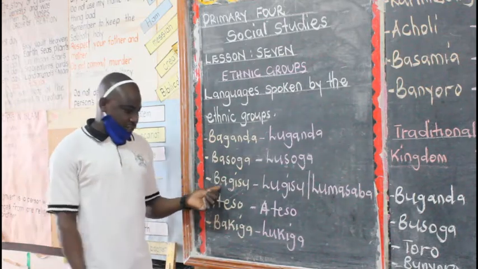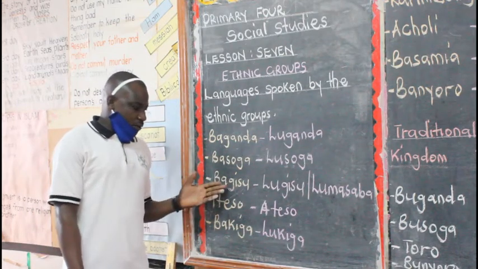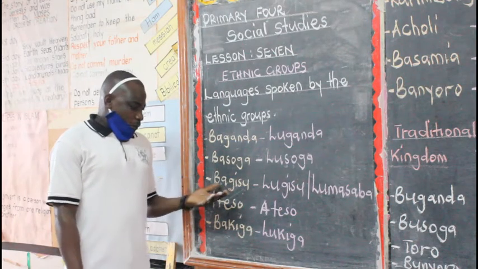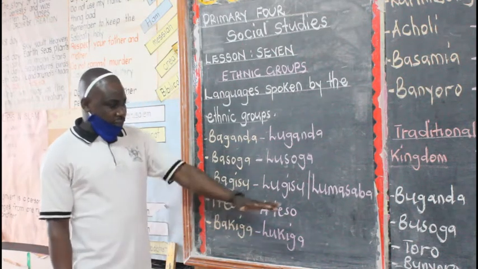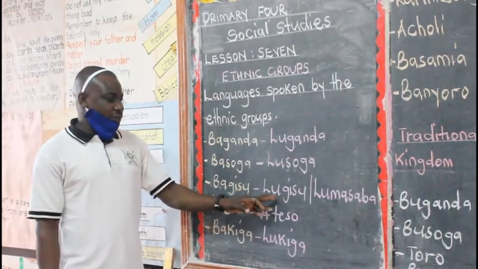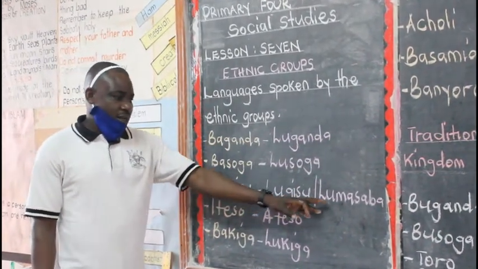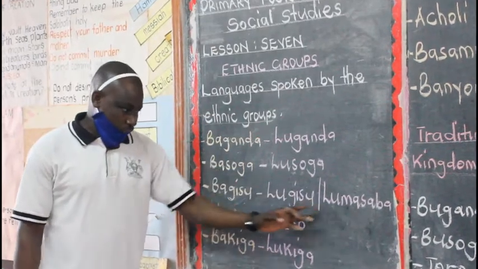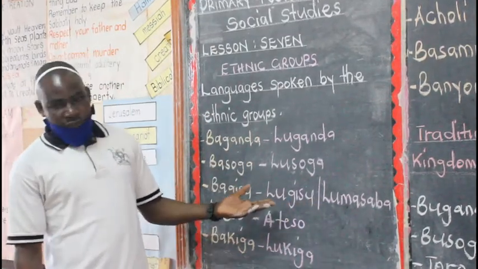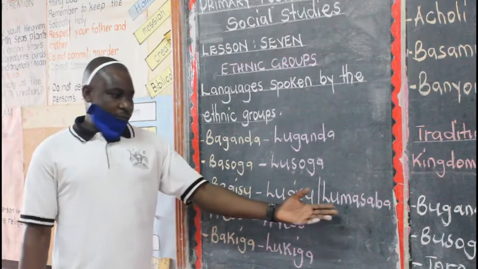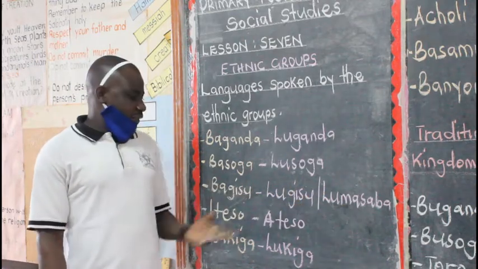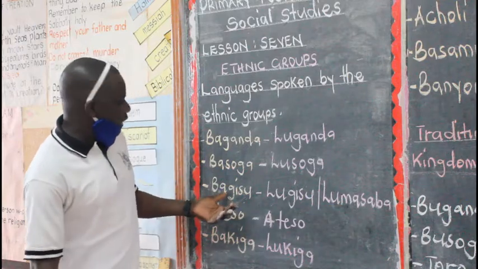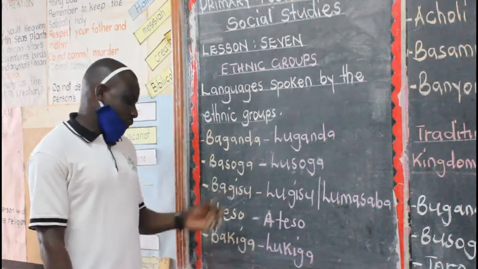Then you also have the Bagisu. Bagisu are also under the Bantu ethnic group. What's the language? The language used, they say Rugisu. You can either write Rugisu or you can say Rumasaba. So if you don't want to use the word Rugisu, then you can call it Rumasaba. So the language is Rugisu or Rumasaba. Then the Bagisu are under the Bantu ethnic group.